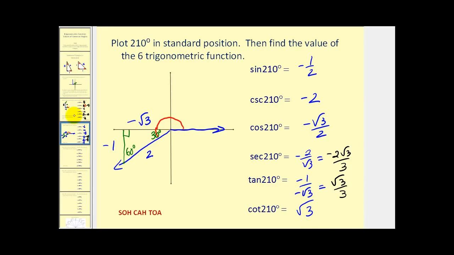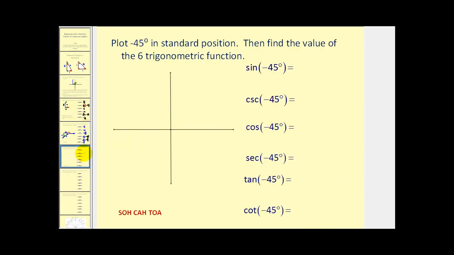Let's try another. Now we want to plot -45 degrees. So we have initial side here, rotation clockwise of 45 degrees. Sketch the terminal side, form the reference triangle. And so this would be 45 degrees. This would also be 45 degrees, which means we should know the relationship among these three sides, and it would be 1, 1, square root 2.